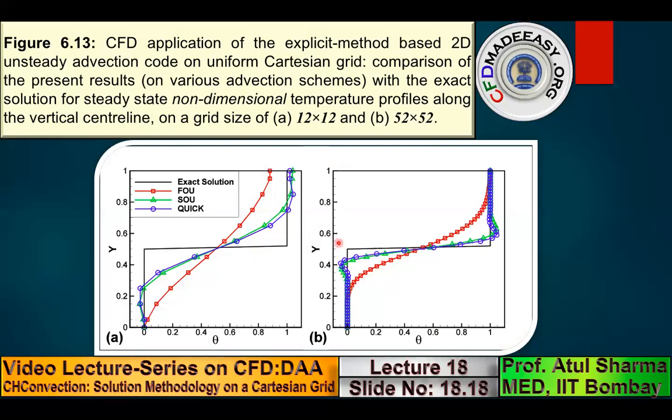So as you keep refining the grid, you find that for any advection scheme the solution approaches the exact one. However, the first order upwind scheme requires a comparatively much larger number of grid points to capture the step change as compared to the other schemes. However, in this case also, on a finer grid, you can see that the second order upwind scheme and the QUICK scheme have a problem of unboundedness.